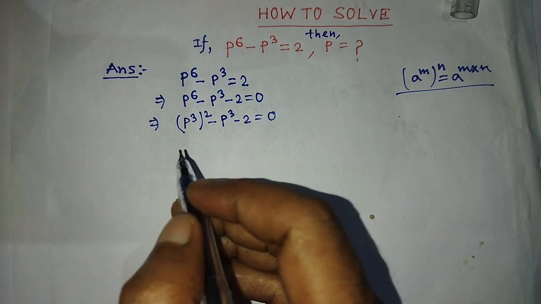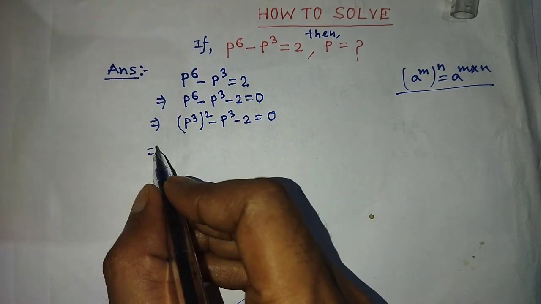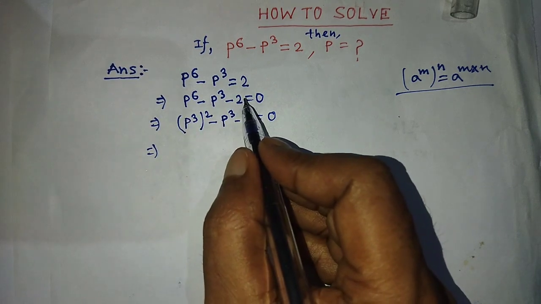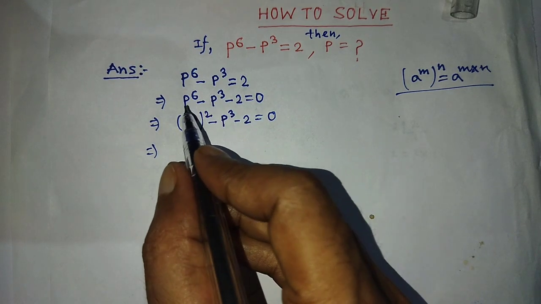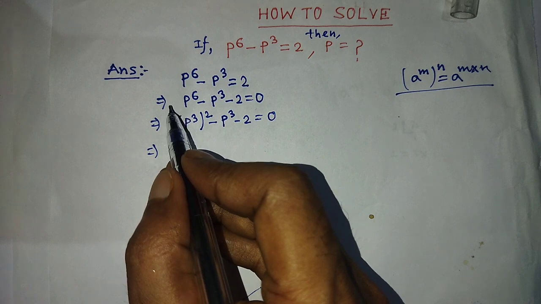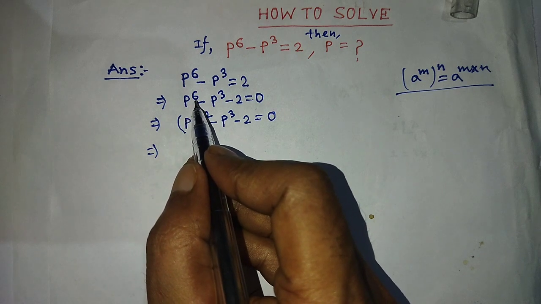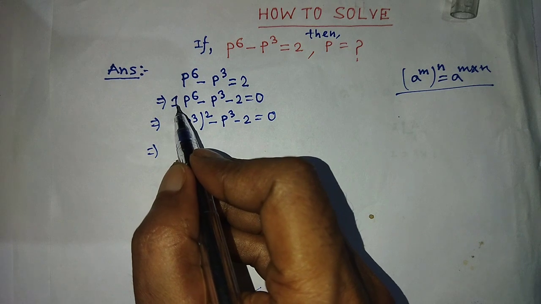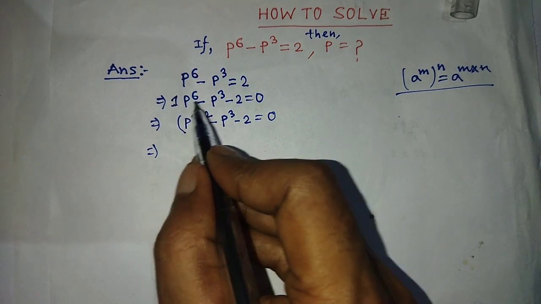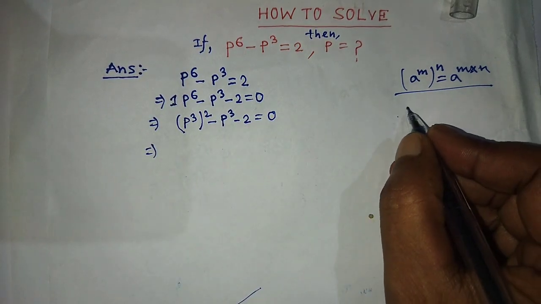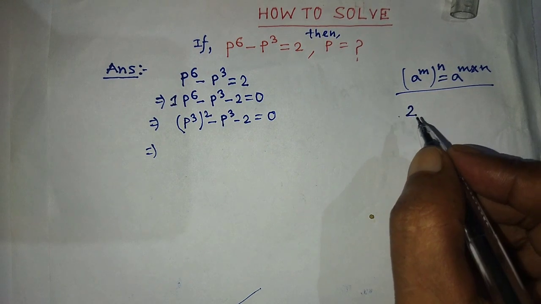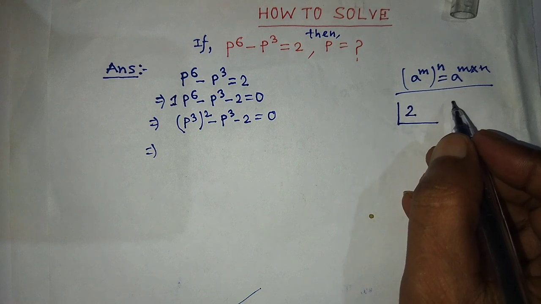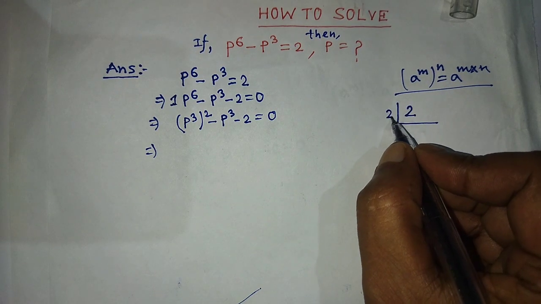Okay student, in this equation, we have to multiply the coefficient of p to the power 6 and the constant term. But in the place of the coefficient of p to the power 6 there is no number, so you have to take 1. Okay, so if you multiply 1 with 2, then you get 2. So you have to write here 2, and after that we have to apply the prime factorization method, then you get 2 and 1.